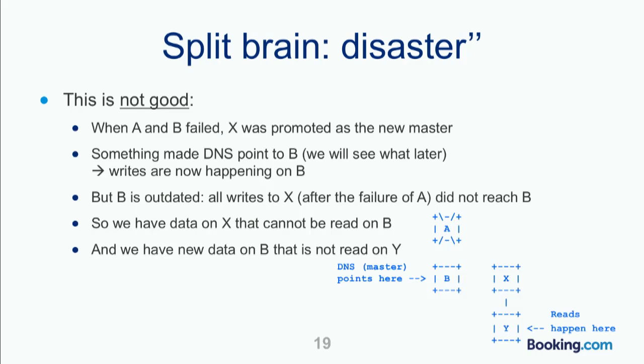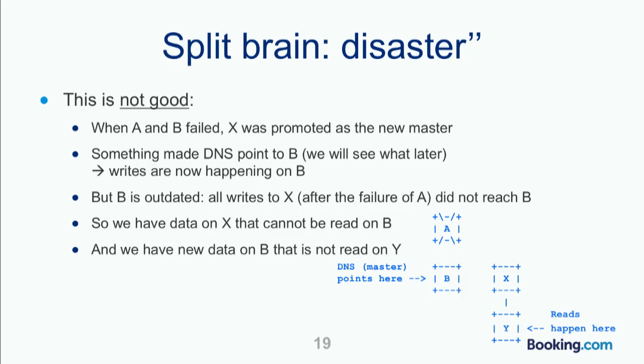The good thing is that when A and B failed, X was promoted. But obviously, in the meantime, something happened and B got promoted to be a master. And that was obviously a bit bad because that happened a bit later, after writes had happened on X and Y. There had been writes going on to X and Y when X was a master, and that had been working fine. But something had happened in the meantime, and B got promoted.